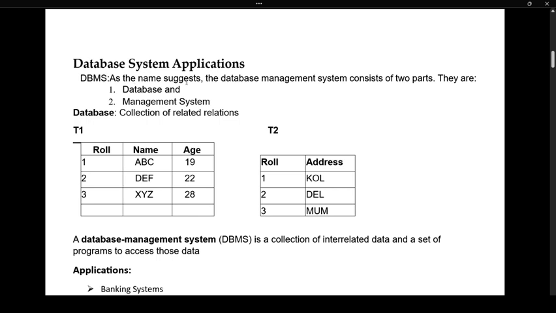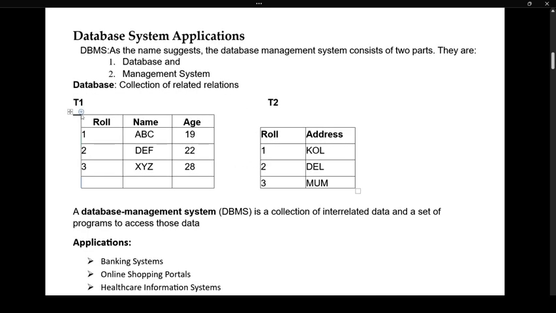Database management system consists of two parts. If we break down the database management system into two parts, it consists of mainly database and management system. What is meant by database? Database is a collection of related relations.